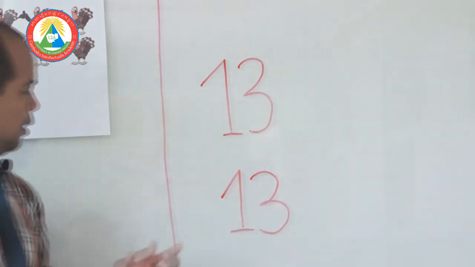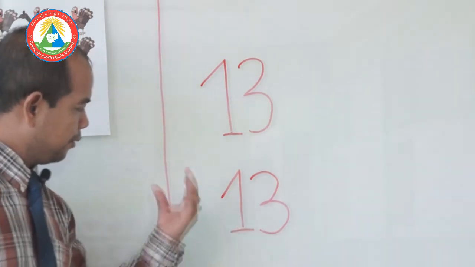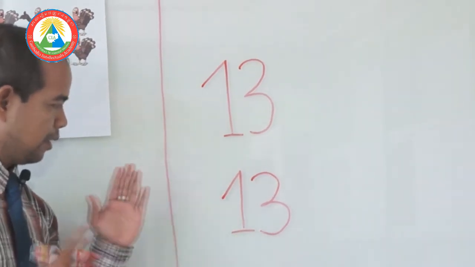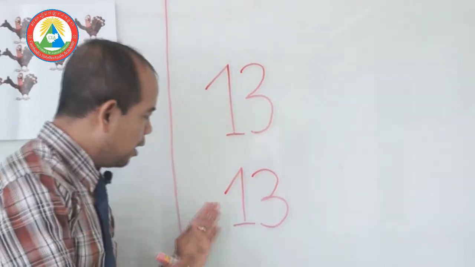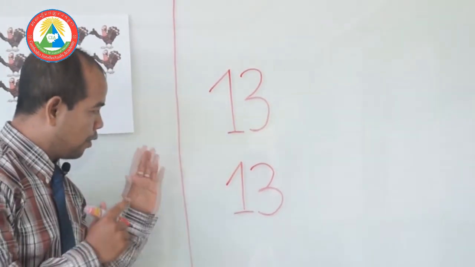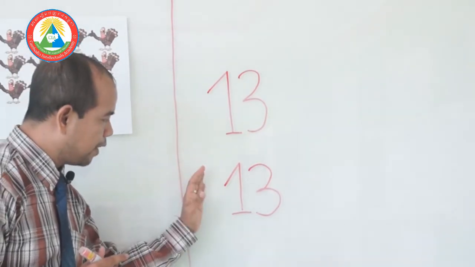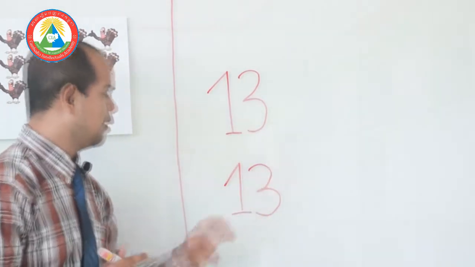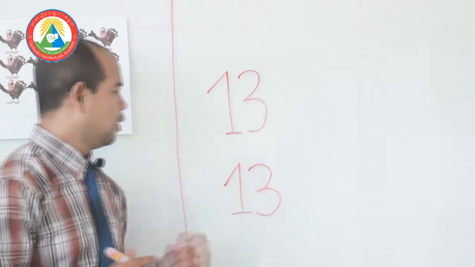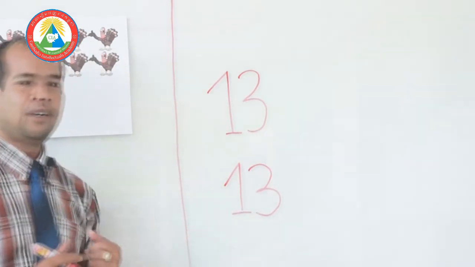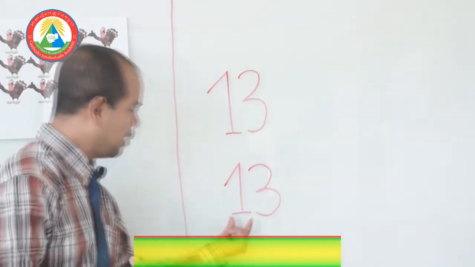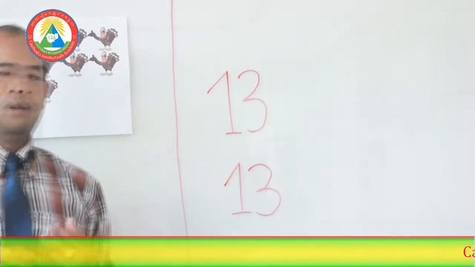Yeah. So number 1 is written here on the left side. It means that number 1 you have to write first, and the next number 3. So we say number 13. Yeah. Either way, that is how to write number 13.